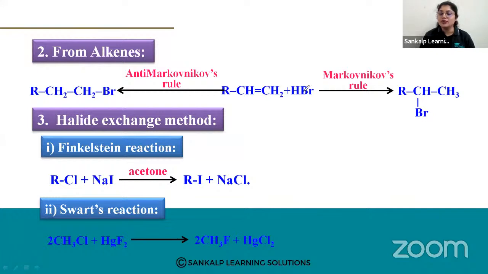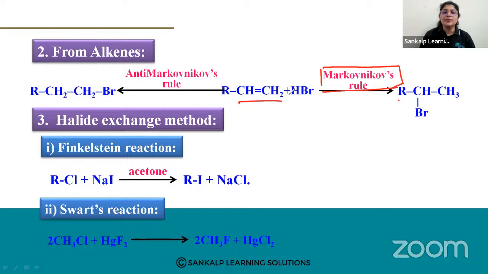you have to follow a rule called Markovnikov's rule. What does Markovnikov's rule state? Markovnikov's rule states that whenever you have an alkyl halide, the negative part of the alkyl halide will be added to the carbon which has the least number of hydrogen atoms. The product obtained, you can see here, is RCHBrCH3, because it follows Markovnikov's rule. So whenever you have an unsymmetrical alkene and an alkyl halide, the addition takes place according to Markovnikov's rule.